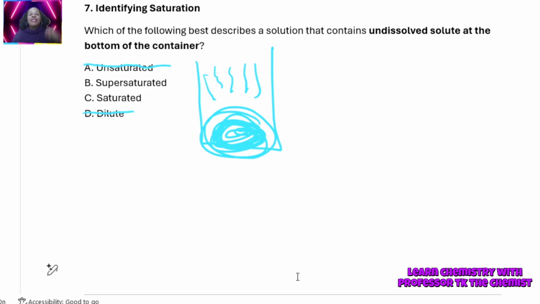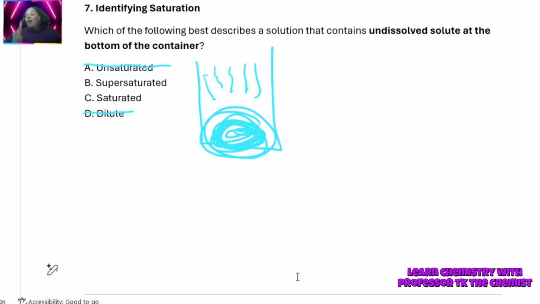Now, let me tell you all the difference between the two, because saturated versus supersaturated, there is a difference. A saturated solution contains the maximum amount of solute that can dissolve in the solvent at any given temperature. No matter what the temperature is, the solvent has done all that it can do.